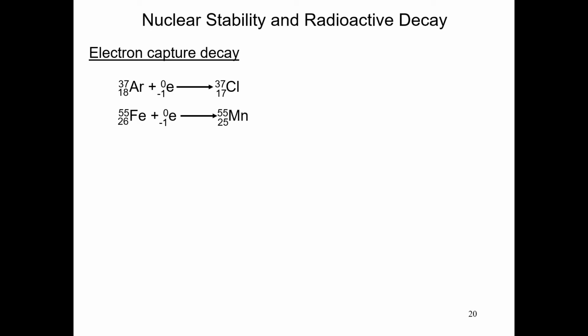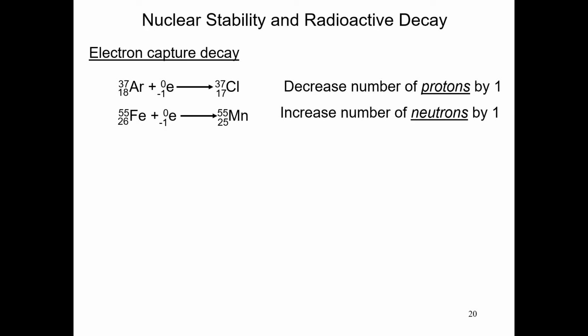for this one. Again, remember, it's a matter of balancing out the mass numbers and balancing out the atomic numbers or nuclear charges. But again, notice what's happening. In going from argon 37 to chlorine 37, you have decreased the number of protons. Same thing when going from iron 55 to manganese 55. However, the mass number itself stayed the same. So once more, we decreased the number of protons by 1, but since the mass number stayed the same, that must mean that we increased the number of neutrons by 1.